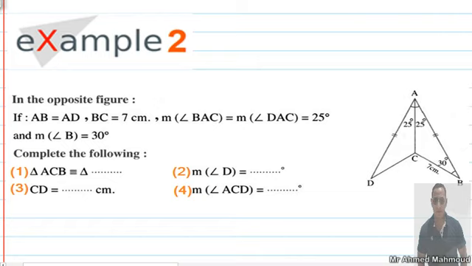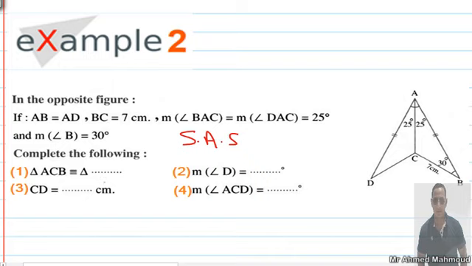Here we have example 2. In the opposite figure, AB is equal to AD, it's side. BC equals 7 centimeters. Angle BAC and angle DAC both equal 25, and AC is a common side. Then the two triangles are congruent. It's SAS. AB equals AD, side, AC common side, and the included angles are equal.